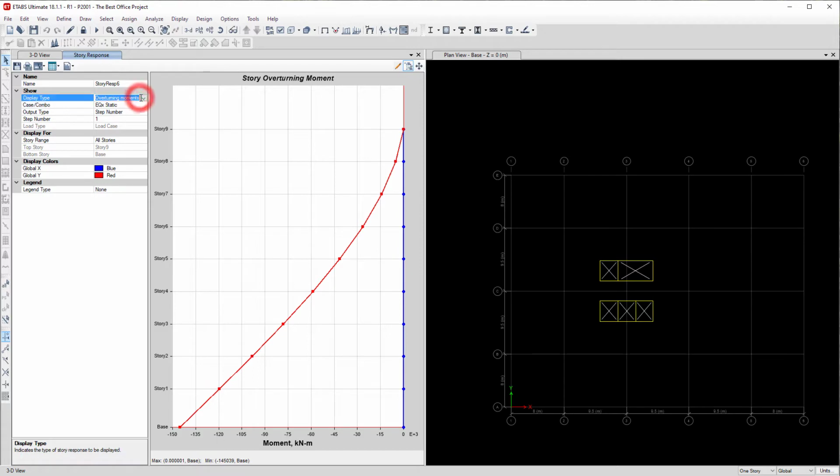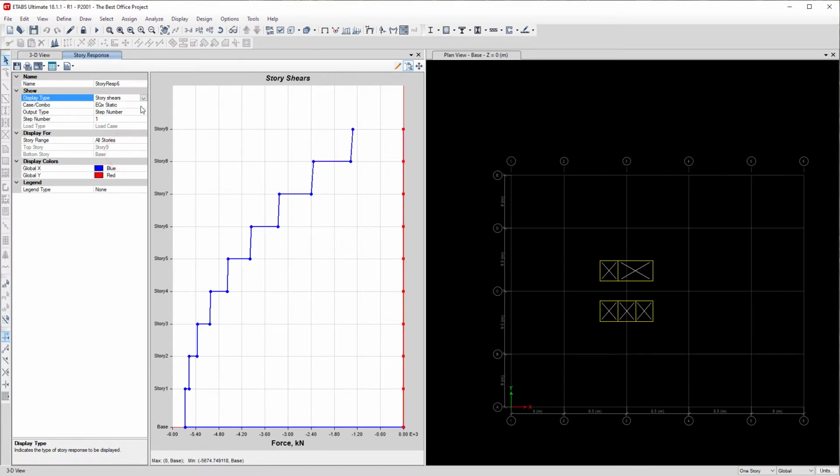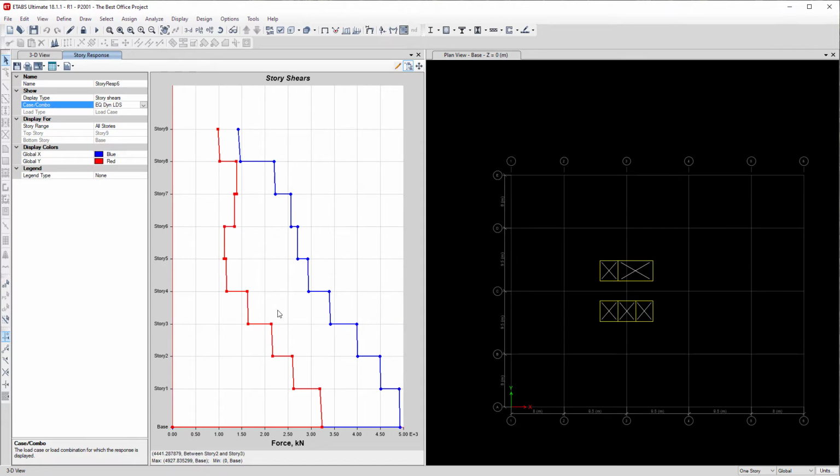And the reason for that is, instead of looking at the moments, if we look at the story shears, for the static force we actually have bigger shear forces applied higher in the building. But if we look at the dynamic load case, we actually have the opposite. We have a little bit of high load up here, but then the loads are fairly small within the middle height of the building, and they increase again at the base of the building.